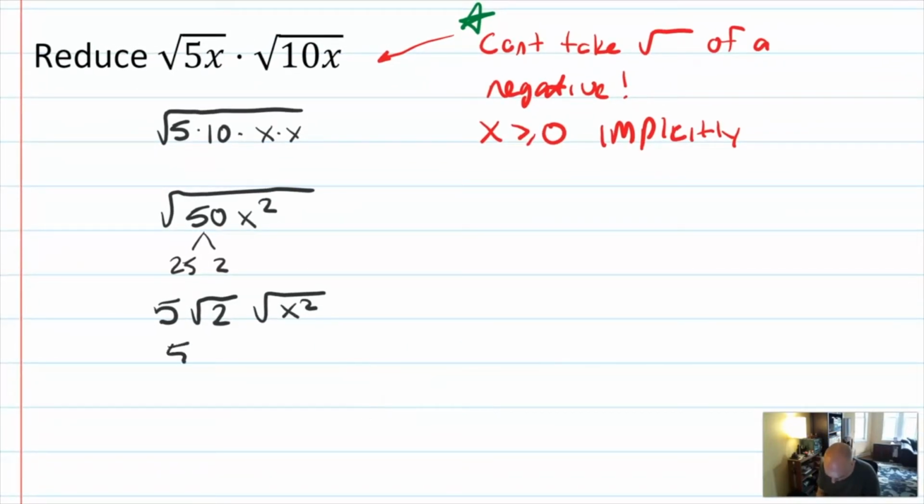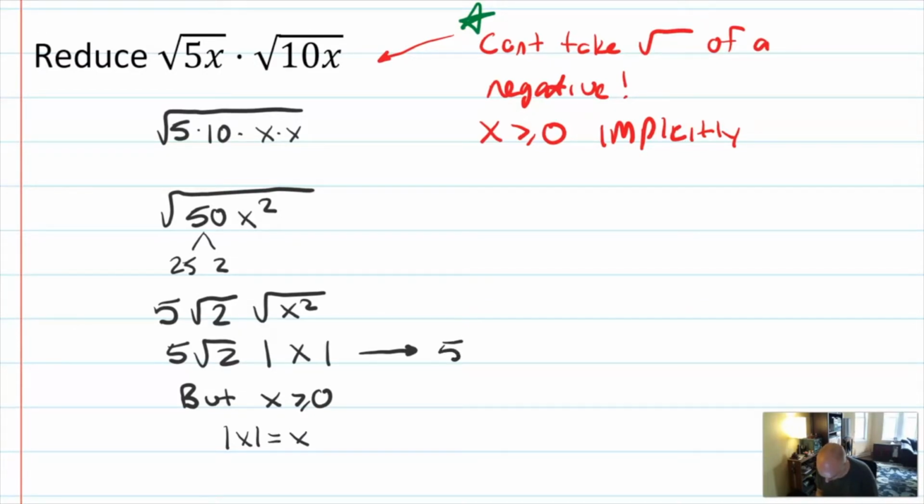Square root of x squared is equal to the absolute value of x. Always. Except because x is greater than or equal to 0, absolute value of x simplifies to just x. So this answer is going to simplify to 5 root 2 times just x, no absolute value. And again, this is why people get so hung up on the absolute values. Sometimes it's there, sometimes it's not, and it's kind of subtle about when it is and when it's not there.